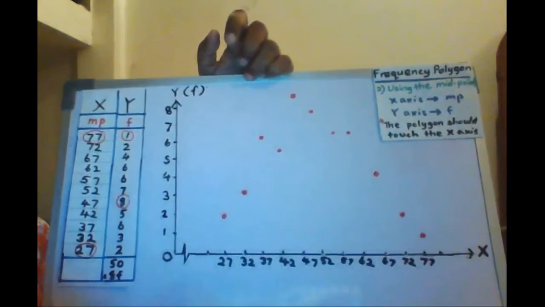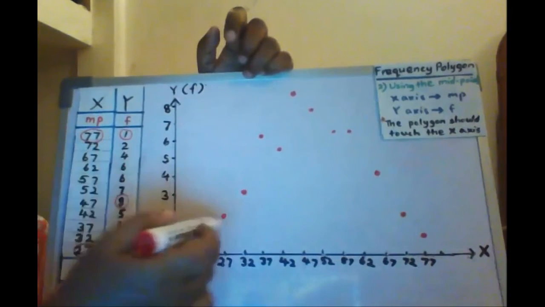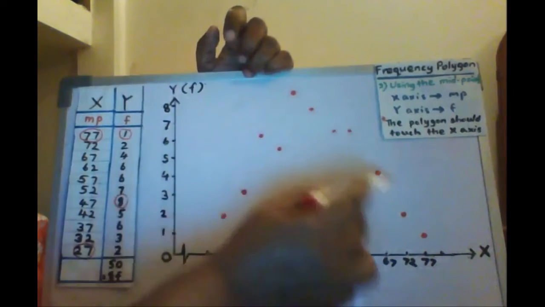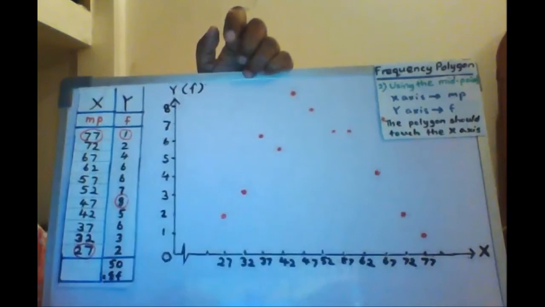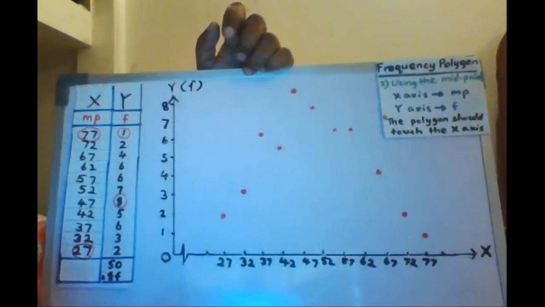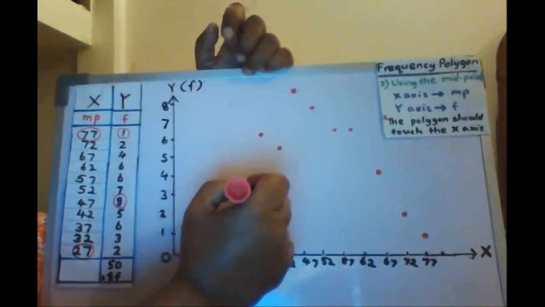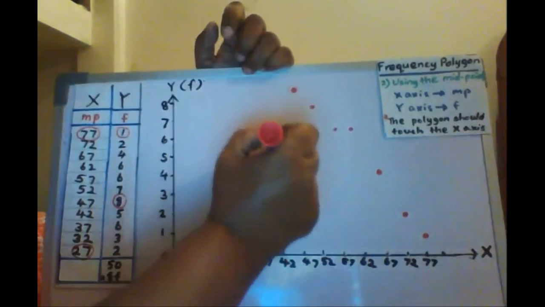Okay, we have marked the dots, right? Midpoints. So 1, 2, 3, 4, 5, 6, 7, 8, 9, 10, 11. 11 dots are there. Then take your ruler and join these dots. Take your ruler.